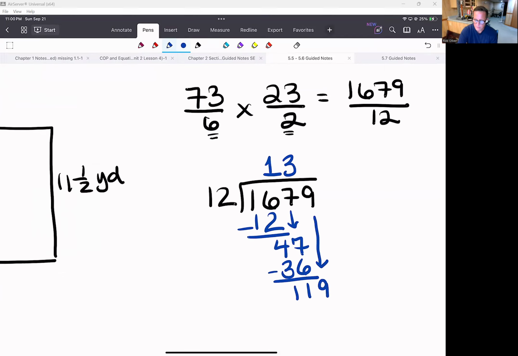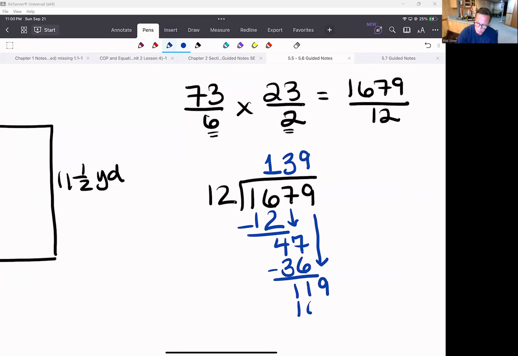Bring down the last number that we can bring down. That's 119. All right, and then if it was 120, then it would be 10, but we can do 9 here. We do 9. 9 times 12 is 108. And this comes out to 11 as well. So it's going to be 139 and 11/12 square yards. Anything area is always square units.